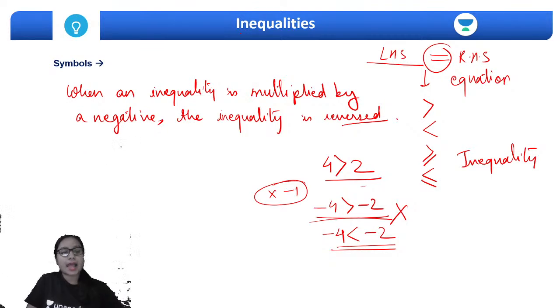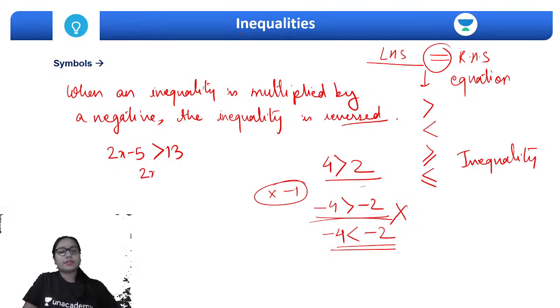So for example, I have this inequality 2x minus 5 is greater than 13. Let us solve for the values of x. If I simplify this, the value of 2x is 13 plus 5, so 2x is greater than 18 and x is greater than 9.